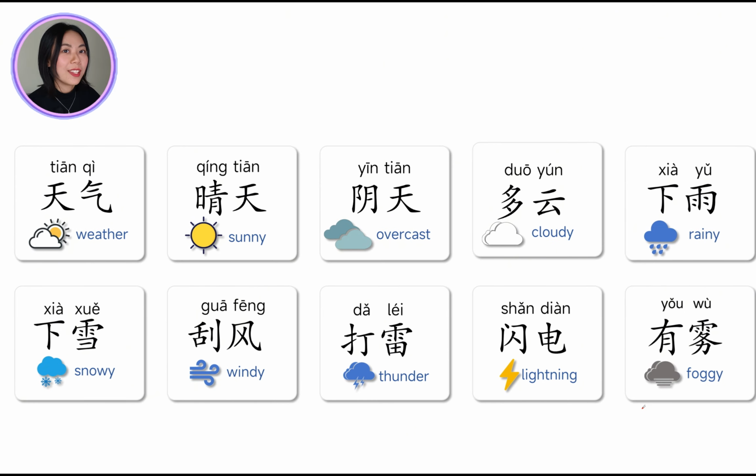We learned 10 weather words. They are 天气、晴天、阴天、多云、下雨、下雪、刮风、打雷、闪电、有雾。You got it?